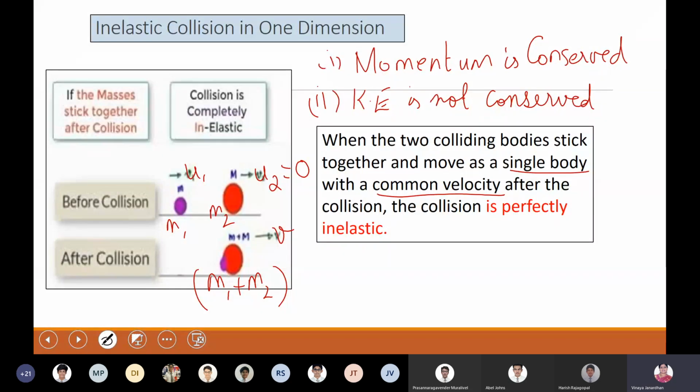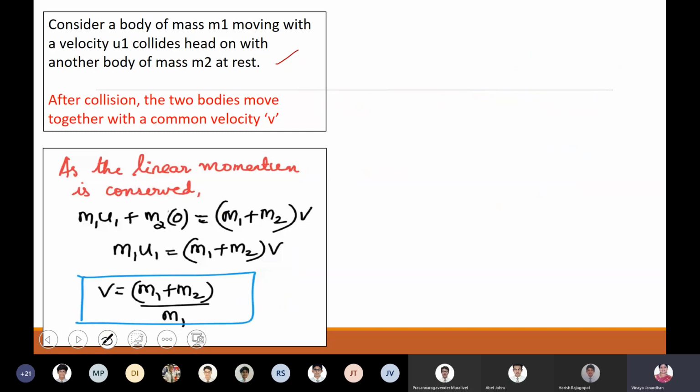It's at rest. Consider a body of mass m1 moving with a velocity u1 collides head-on with another body of mass m2 at rest. After collision, both the bodies will move with a common velocity v. Now, linear momentum is conserved. If linear momentum is conserved, what does it mean? Total momentum before collision must be equal to total momentum after collision.